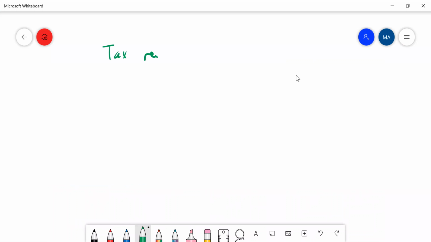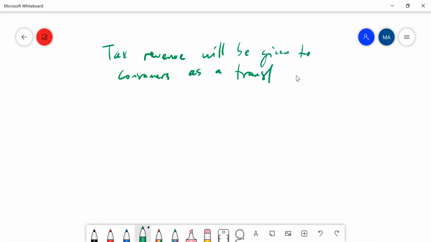Tax revenue will be given to consumers as a transfer. Okay, so that's our simple assumption. Okay, and we're going to do something like this.